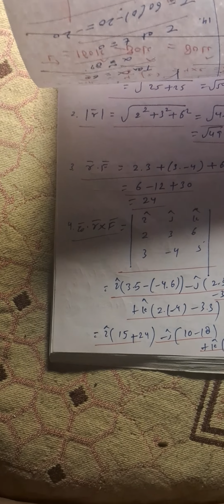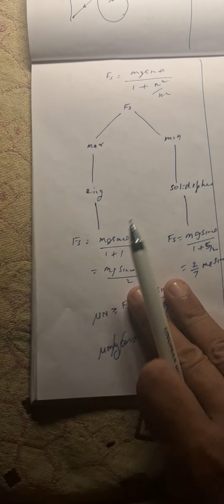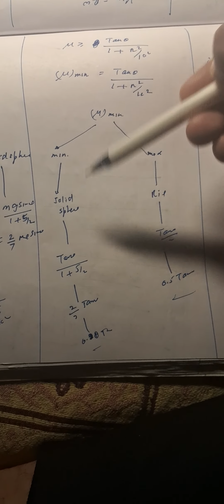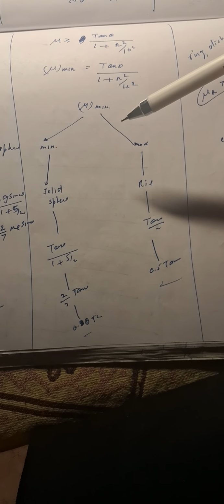Then we have analysis of friction on an inclined plane, maxima minima condition, condition on mu, minimum and maximum conditions for mu, which is based on pure rolling on an inclined plane. Here is the analysis of them.